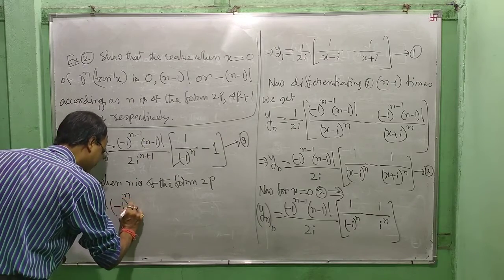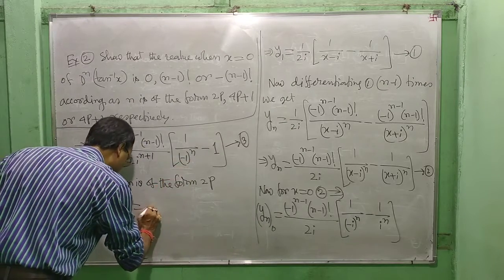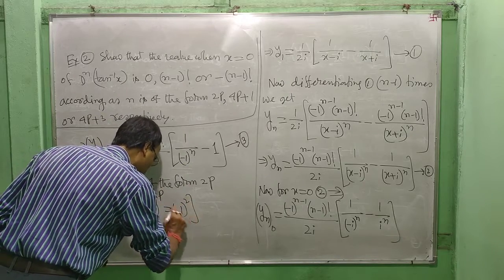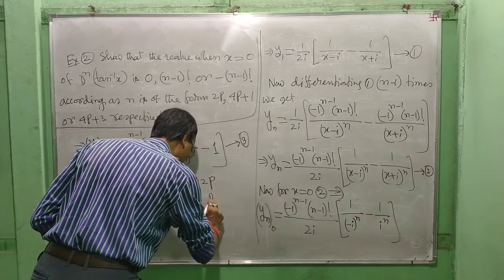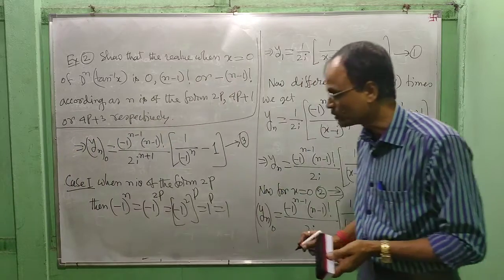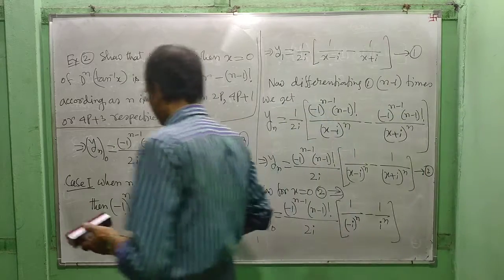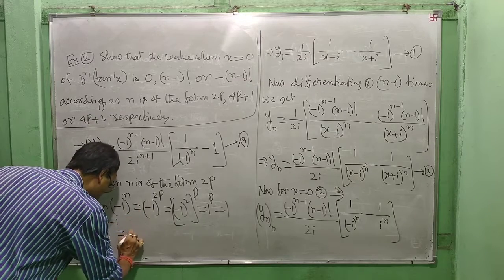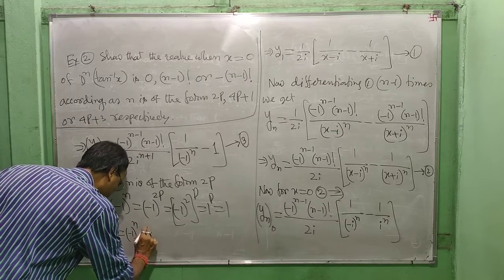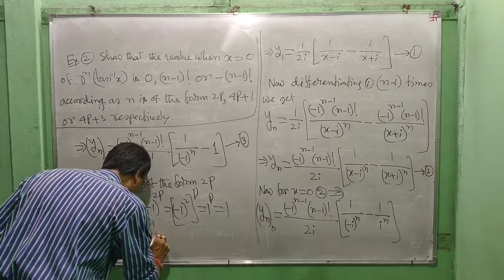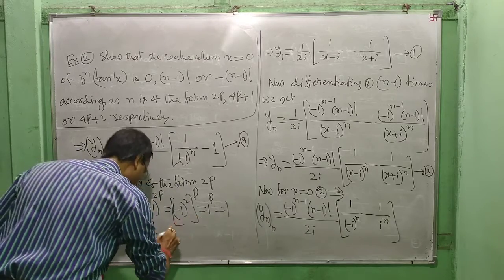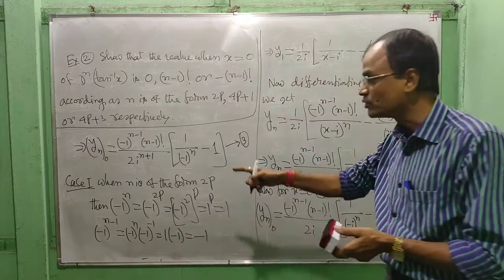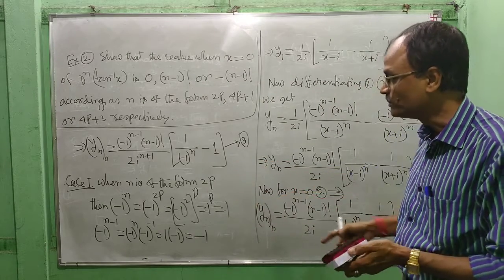Then (-1)^n, here it is (-1)^n, (-1)^(2p) is equal to ((-1)^2)^p, which is equal to 1^p, equal to 1. So (-1)^n is equal to 1. Now (-1)^(n-1) is equal to (-1)^n into (-1)^(-1), which is equal to 1 into -1, which is equal to -1. You will get -1. So (-1)^(n-1) is equal to -1.